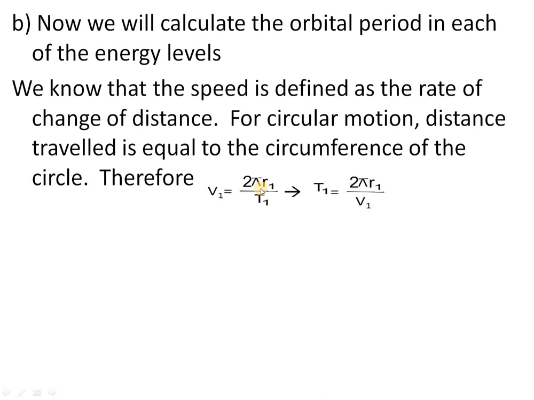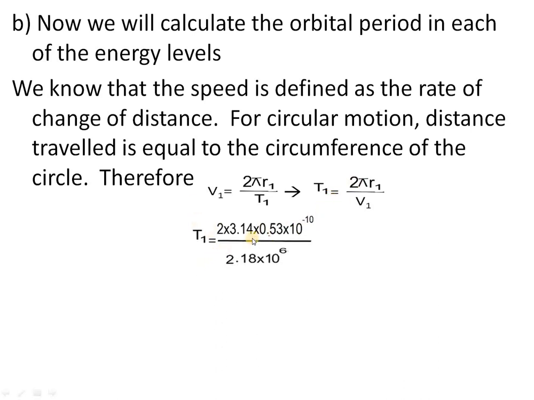2 pi r1 is nothing but circumference of the first orbit, and t1 is nothing but time taken to execute one circular motion, that we call as orbital period of the electron in the first orbit. So from here we can write t1 equal to 2 pi r1 divided by v1. We know the value of r1, that is radius of the first orbit of hydrogen atom, and v1 is already calculated. Now if you substitute r1 and v1 in this formula, we will get orbital period of the electron in the level n is equal to 1.